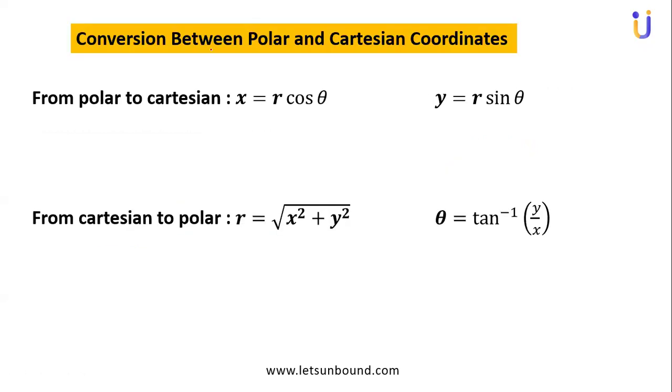Now, sometimes we need to understand things in Cartesian form, so conversion between polar and Cartesian. If you want to convert from polar to Cartesian, x is equal to r cos theta, right? And y is r sin theta. From Cartesian to polar, I need r. How can I find r? Square root of x square plus y square. How can I find theta? Tan inverse of y by x. These x and y will be known to us. So you can note these simple formulas.